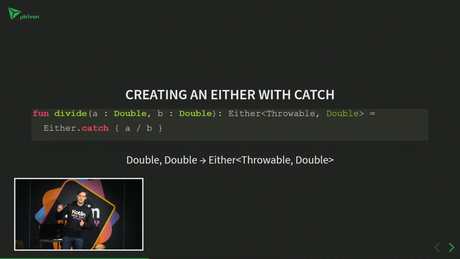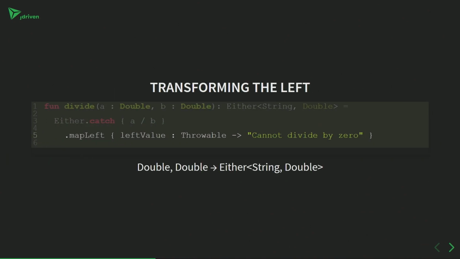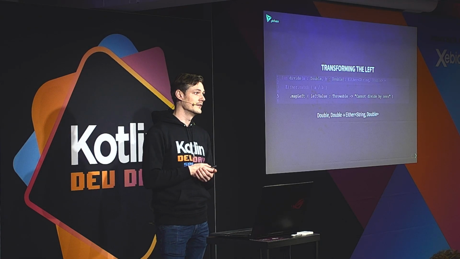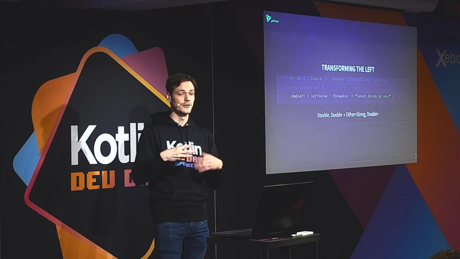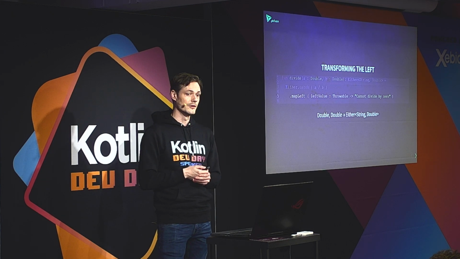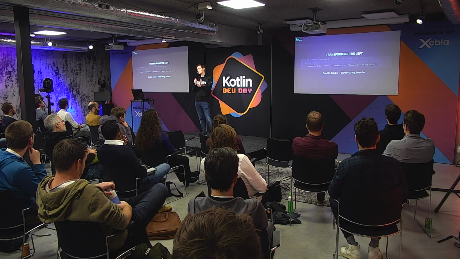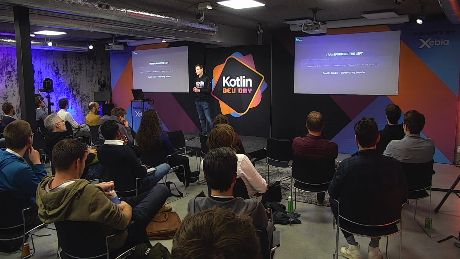If we now think, oh, that throwable on the left, I want to actually go back to our string, that's perfectly possible, because we can just call a mapLeft function, where we transform the left side into whatever we say it needs to be transformed into. In this case, we can just supply the string again, turning our function signature again into: given two doubles, return a string with either a left containing a string or a right containing a double.